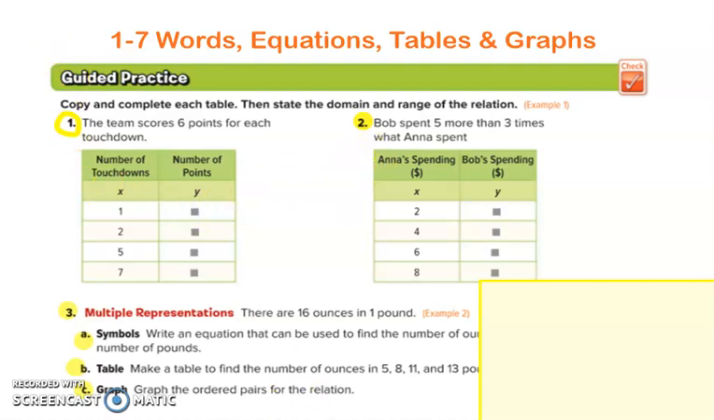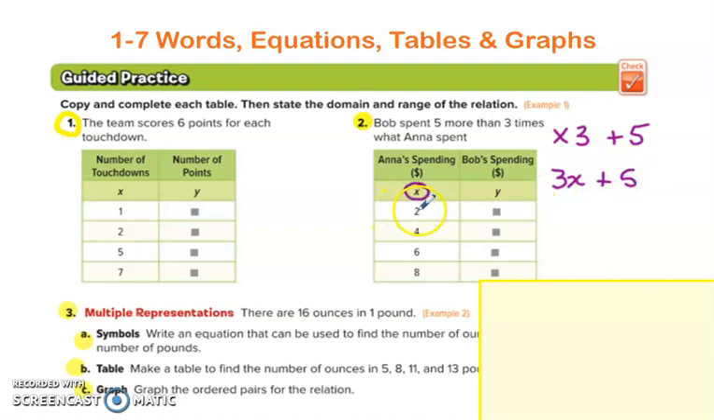Number 2 in your homework has got this thing going on. Bob spent 5 more than 3 times. So we've got times 3 plus 5. And I put it in that order, not the order that it's written, because you must always do multiplication first. So this is times 3, so it's really times whatever's in this first column, which is always x. So it'd be 3x, 3 times x, plus 5.